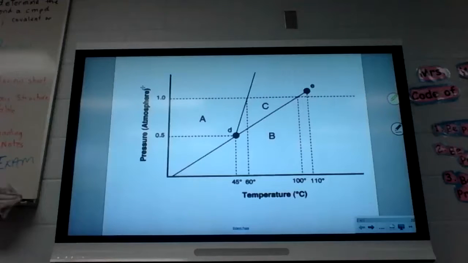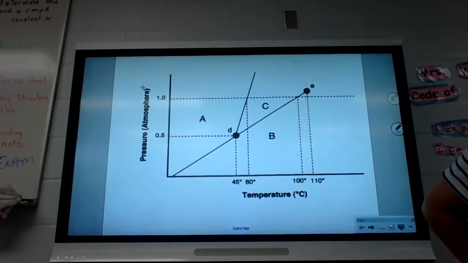All right. So if we look at number 1, what section represents a solid? A. And a liquid? And a gas? B. Okay. What letter represents the triple point? E. And the critical point? E. E is good. What is the normal melting point? 60 degrees Celsius is correct. Okay, so the normal boiling point would be 100 degrees Celsius. All right, above what temperature is it impossible to liquefy the substance no matter the pressure? 110 is correct.